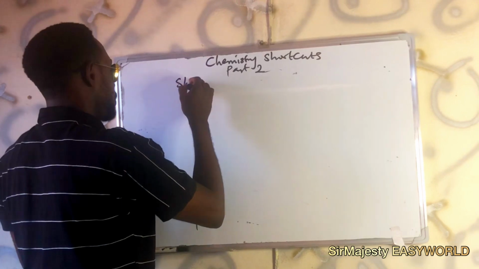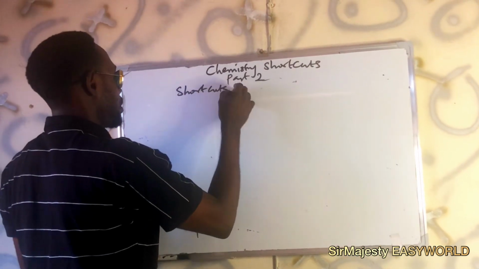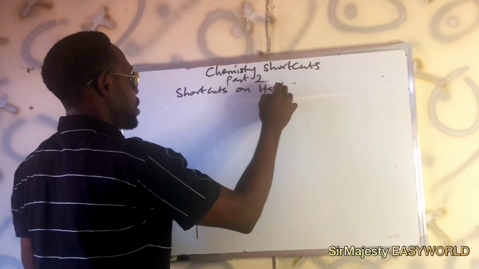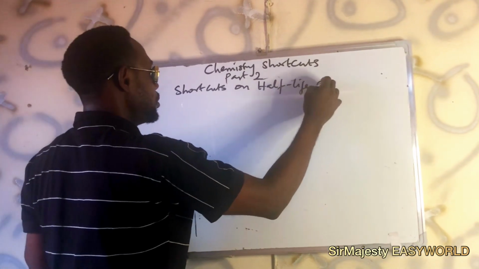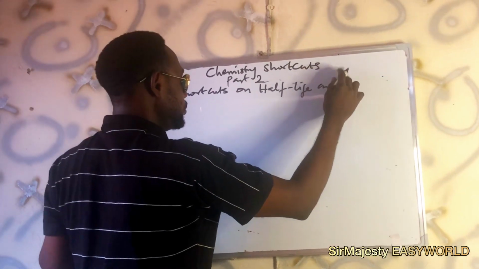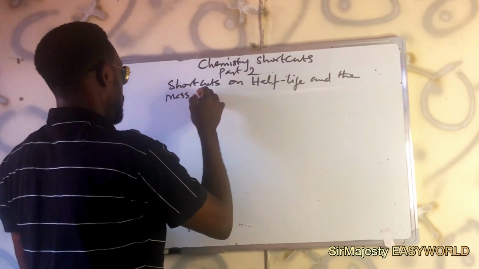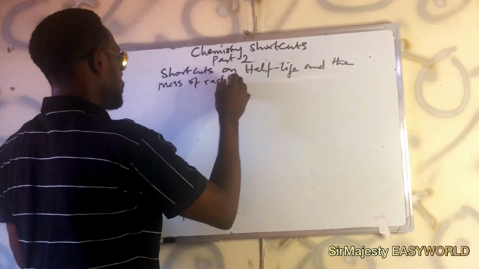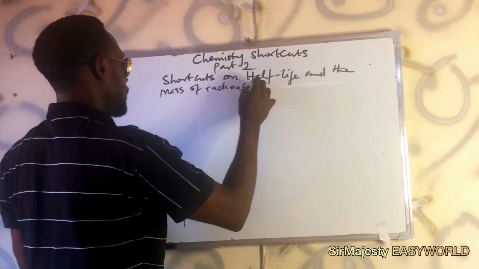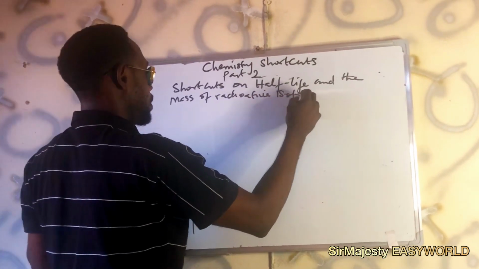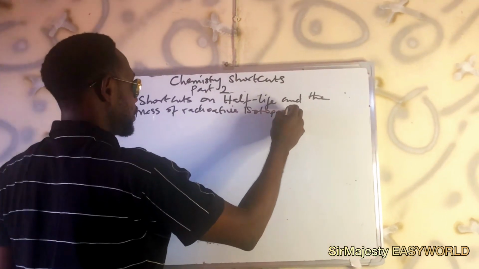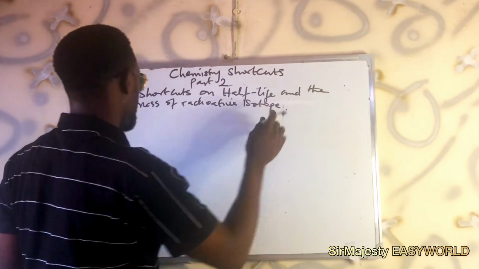So we see shortcuts on half-life and the mass of a radioactive isotope. So we might see even the decay constants, the rate of decay.